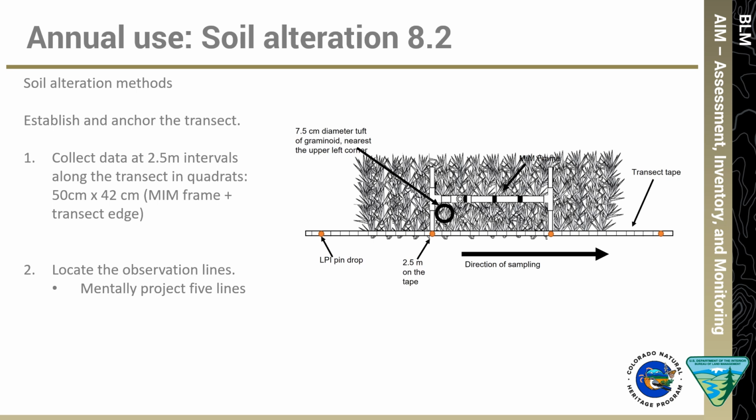Step 2 is to locate the observation lines within the quadrat. Soil alteration is measured in both halves of the quadrat, the entire 42 by 50 centimeter monitoring frame. Mentally project 5 lines, the 2 end bars of the frame and 3 intermediate lines spaced 12.5 centimeters apart. Mentally project those across the frame perpendicular to the transect and the center bar of the frame, as shown with the red lines in the diagram.